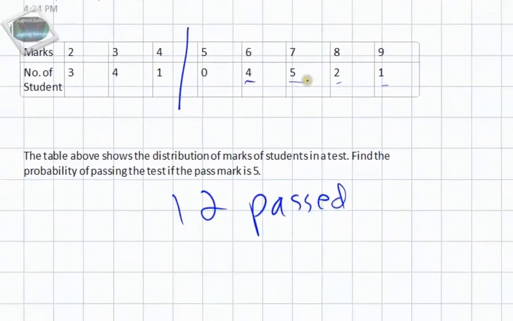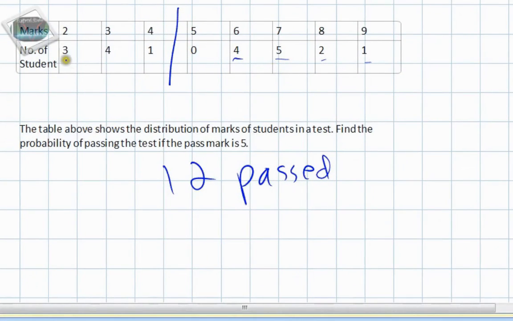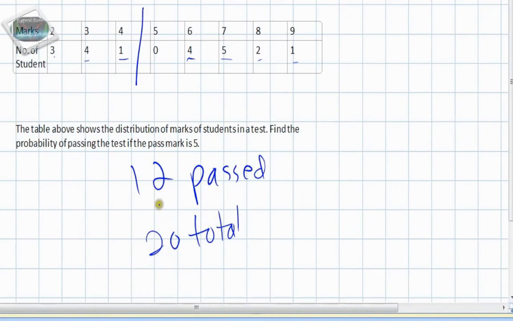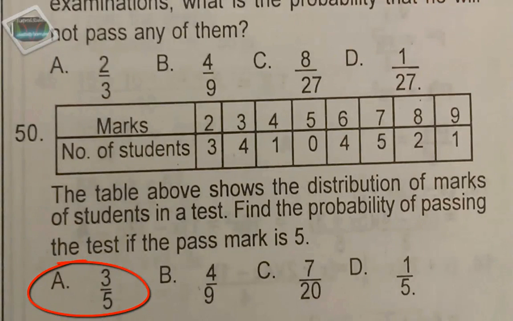passed, okay? Now let's see how many total students we have. So there's 3 plus 4 is 7, plus 1 is 8. And we already added up 12 here, so then there's 20 total, okay? So probability is sort of what you want out of what you have. So we want to know how many passed out of the total. So we're going to say 12 out of 20, and then we're just going to simplify. So 4 goes into both of these. So 12 divided by 4 is 3, and 20 divided by 4 is 5, and we get 3/5.